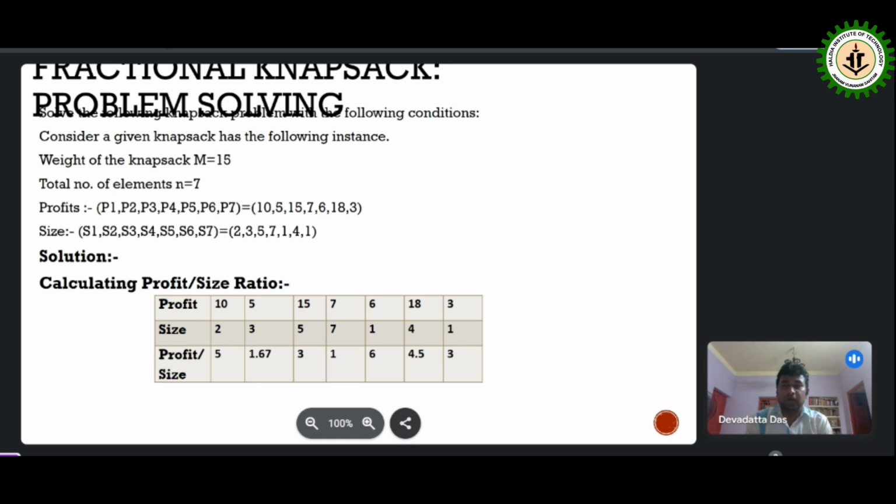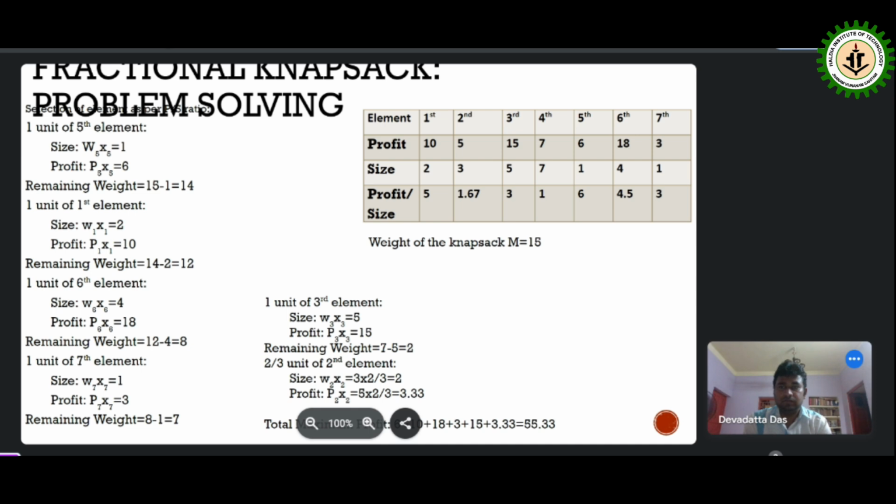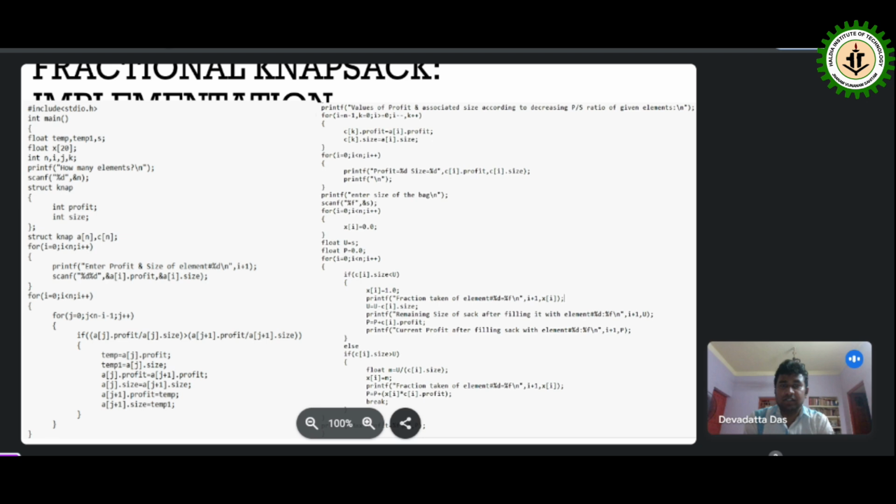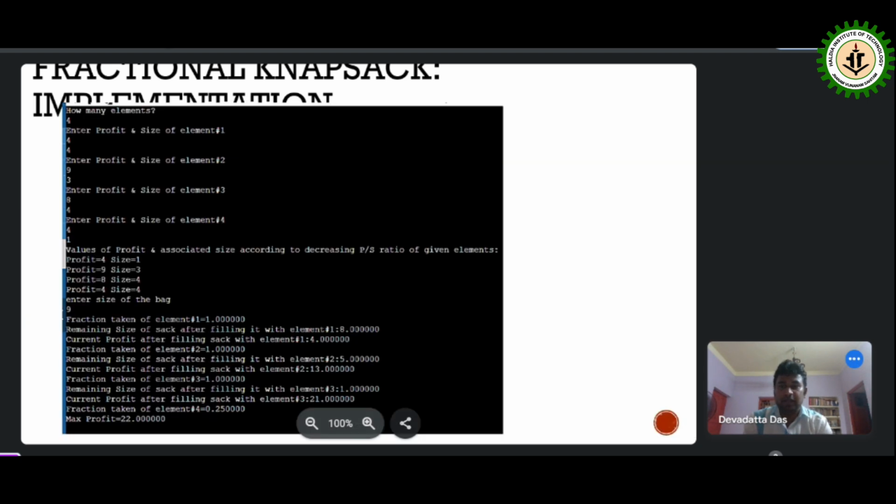So here is another problem like the previous one, and this is the programming code of fractional knapsack that I discussed in the laboratory, and here is the output of the fractional knapsack program.